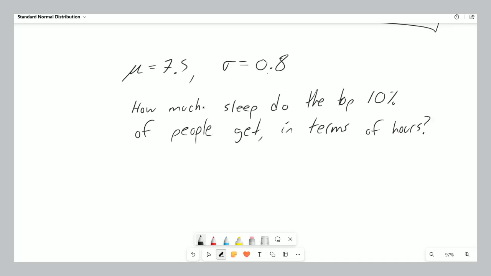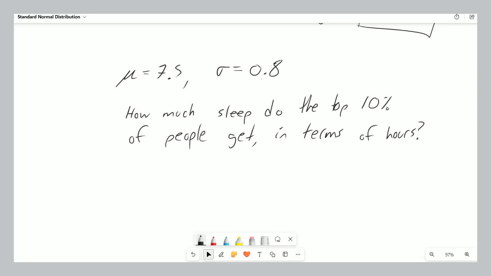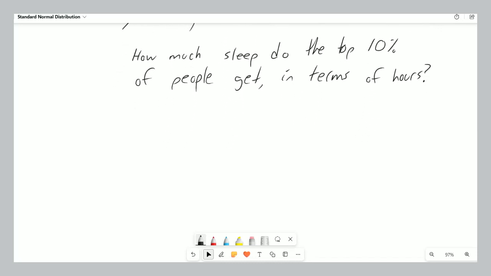Now that might be slightly awkward wording, but we want to know, okay, of all the people, who are those top 10% who get the most sleep? How much sleep do they get? Those 10% who get the most sleep. So here, we already have a probability. What we're looking for is an x value. So let me draw that out.